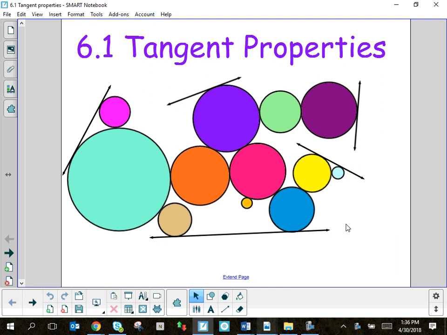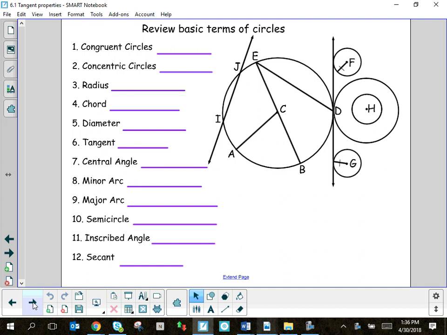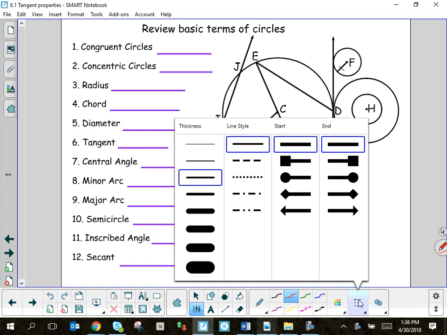Alright, so this is going to start our circles unit. This is 6.1. We're going to review some circle terms, and then we're going to get into some tangent properties. So let's review parts of a circle, how to name them, and certain terms.